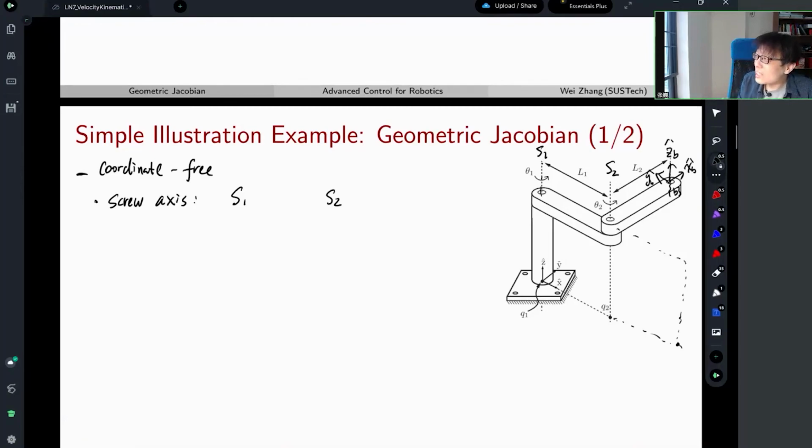It's not only a direction and a line. It's really about a unit speed motion about that axis. You should know the physical meaning of the screw axis: a unit speed rotation about that axis, or a unit speed screw motion about that axis. That's the meaning of this, right? This is for joint 1, and this is for joint 2.